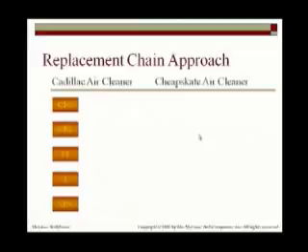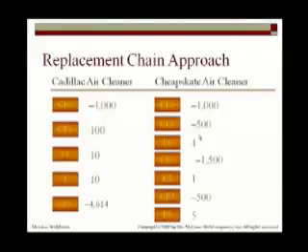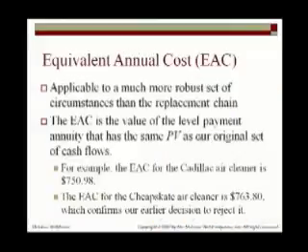So the Cadillac air cleaner, same net present value, minus $46.14. The cheapskate air cleaner, if we put these chained cash flows together, you see that it has a net present value. The chain has a net present value of $46.93. So the cheapskate actually is more expensive. And the correct decision is to go with the Cadillac air cleaner.